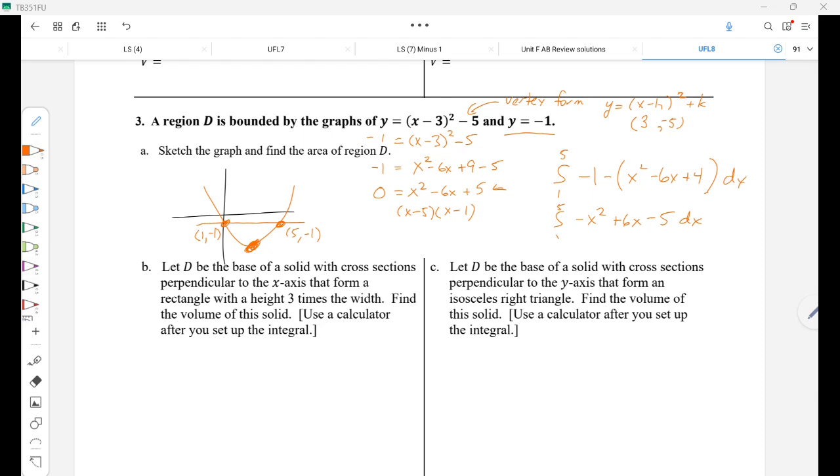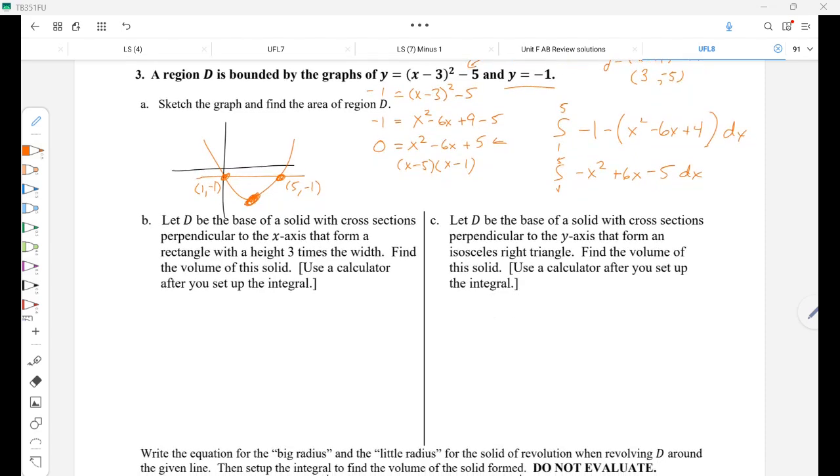Okay. So again, that's just an antiderivative. We're plugging 1 and 5 into it. Probably a bit of a pain. If you're pressed for time, throw it in a calculator. You get the answer. All right.